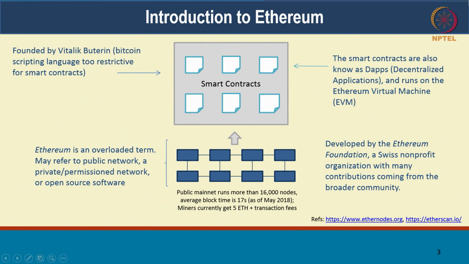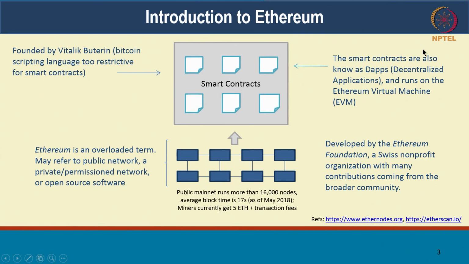Ethereum is one of the hottest blockchain platforms today. It was founded by Vitalik Buterin back in 2013, and he felt that the Bitcoin scripting language was way too restrictive for smart contracts. So it was primarily intended as a means for executing smart contracts in a decentralized fashion. That's how it started, and even today, that's one of the biggest uses of Ethereum.